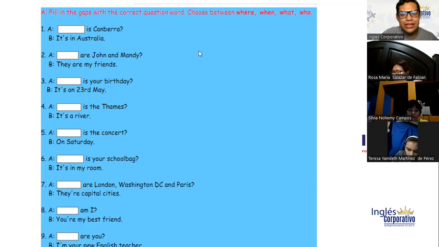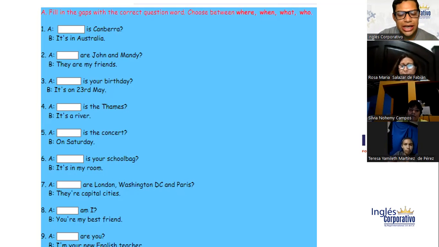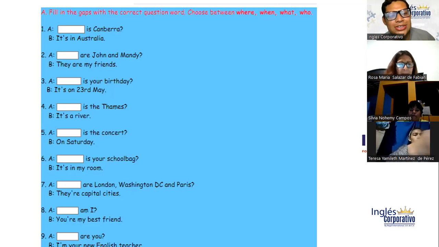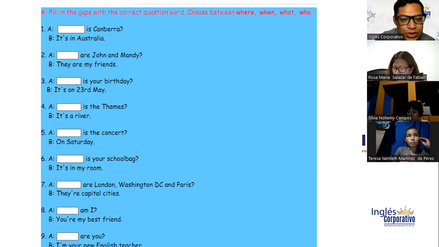Okay, so let's compare the answers and let's see which one is more convenient to use in Spanish. In that case, I will use the chat to just have feedback about the exercises. So the first one, we're saying that we use where, because we're talking about a location. Estamos hablando de un lugar. So in that case, we used where.